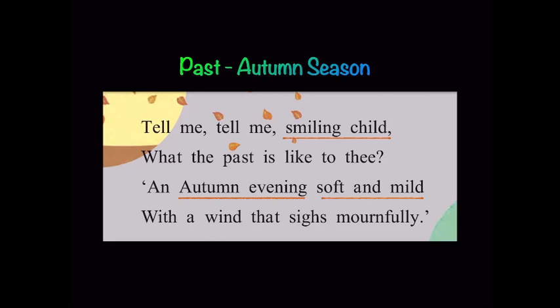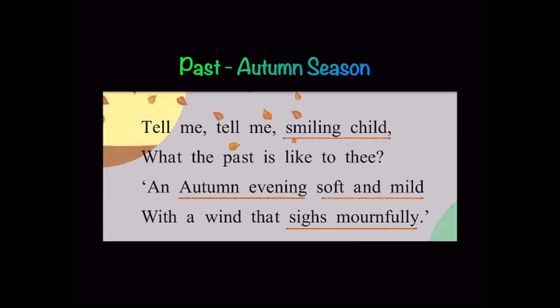The child, while referring to the wind, says that it sighs mournfully, which shows that even though the child had a happy past, it was not without hardships and troubles. The past for the child is something that he thinks of with longing, because he cannot go back to it. The word mournfully means sad or unhappy.